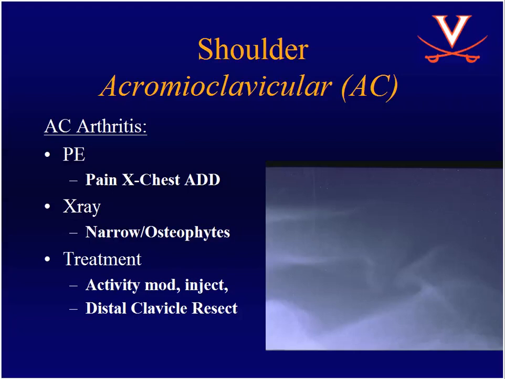At any rate, the bottom line is that if the patient has pain in the AC joint, pain with cross-chest adduction, then that may be the AC that's the problem, and you confirm that with radiographs and MRIs, and if necessary then, make the distal clavicle resection a part of your blue plate special.